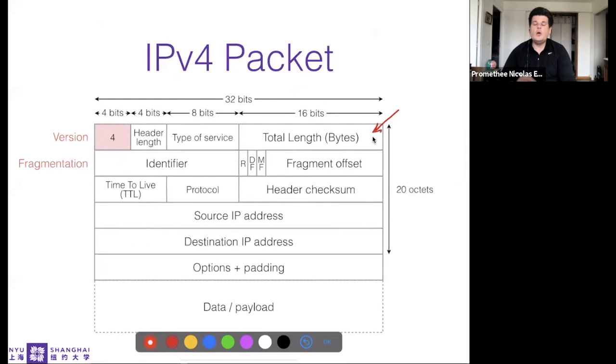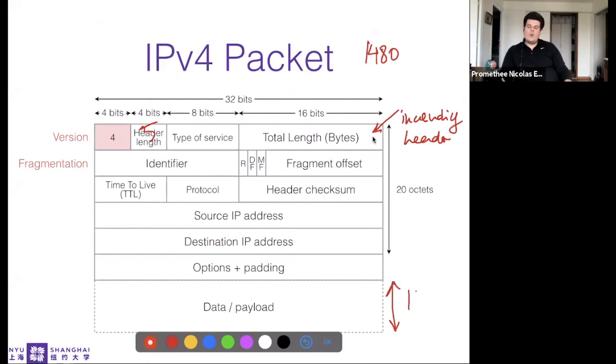So this is the total length, including the header. Which means that if the total is, for instance, 140.80, and this is 5, what is the size of the payload here? 140.60, okay? Because I need to remove the header from there, and 5 indicates that this is a 5-byte long header. So this is the total length. Obviously, you see that we may have packets which are up to 2^16 bytes long, which is huge. I mean, it's almost 64,000. That's quite amazing, and we're probably never going to see such a big packet, but anyway, it is possible.